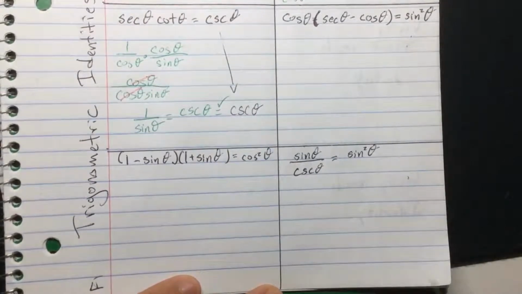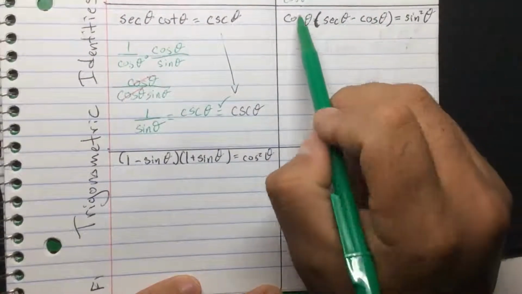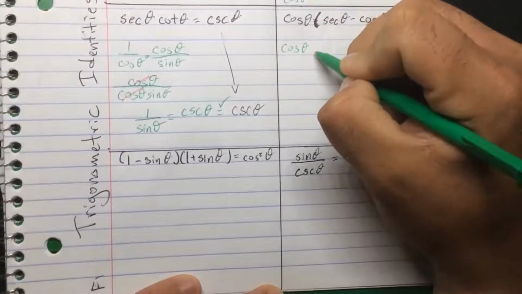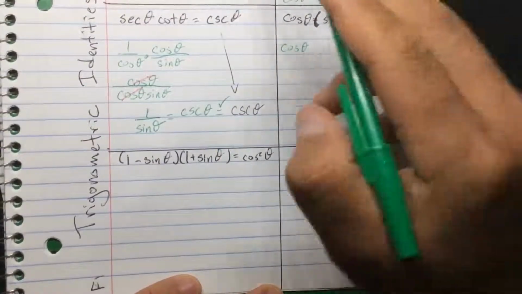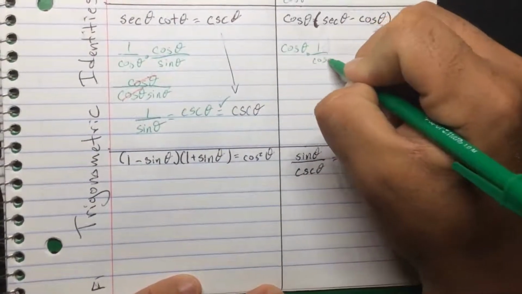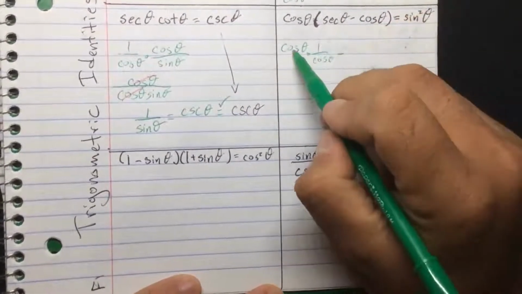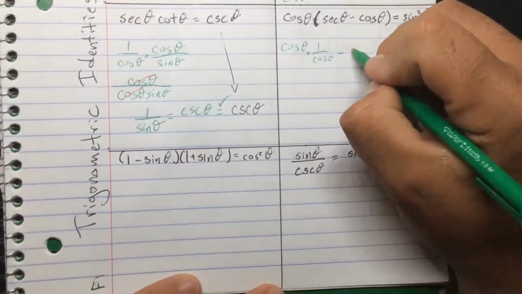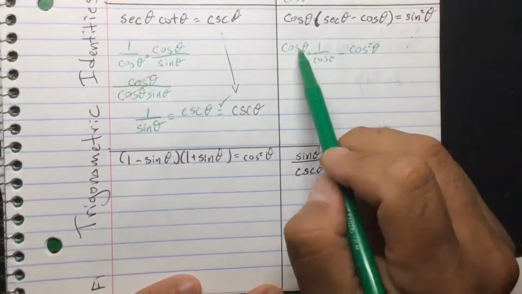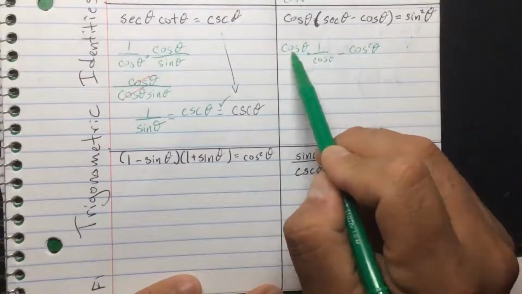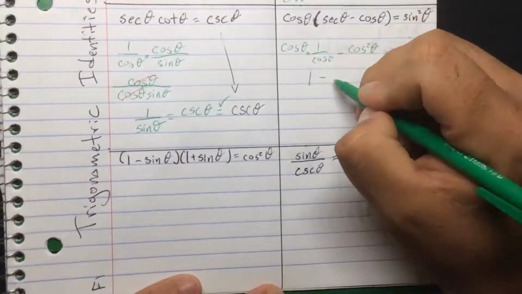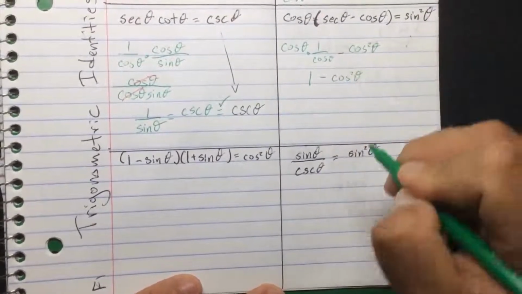So first thing we're going to do is distribute. We're going to have cosine times secant. So it would be cosine theta times secant, which we can write as 1 over cosine theta, minus cosine theta times cosine theta, which is cosine squared theta. This obviously reduces to 1, because cosine times 1 is cosine, and cosine divided by cosine is 1, so this would be 1 minus our cosine squared theta.